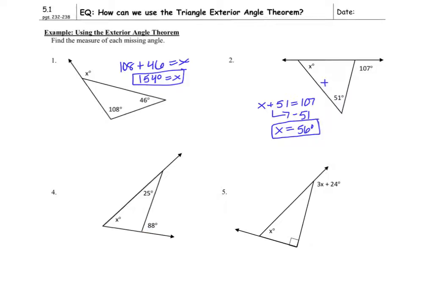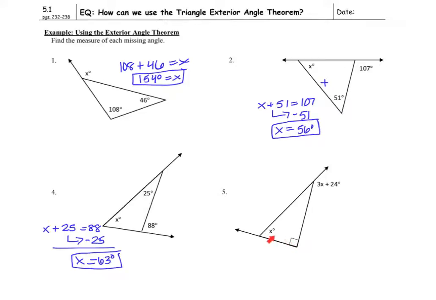So this time we would add x plus 25 is equal to 88. Then you would subtract 25 from each side, and x would equal 63 degrees. Let's take a look at number 5. This one might look a little tricky because at first glance you think that you only have one angle, but we have a 90-degree angle here.